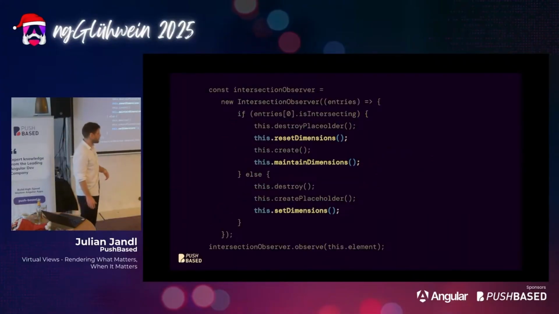So all in all, this would be the whole implementation. While we are intersecting, we destroy the placeholder, we reset our dimensions, we create our actual DOM node, and listen to the dimension changes again. When we're not intersecting, we are destroying our component, we are creating the placeholder, and we give it the dimensions that we have stored earlier from the visible node.